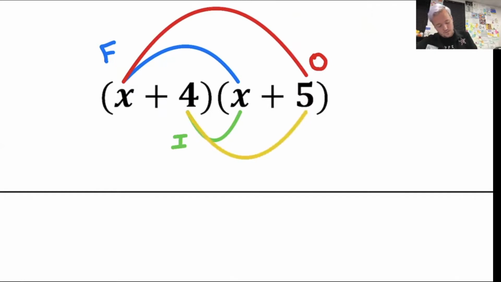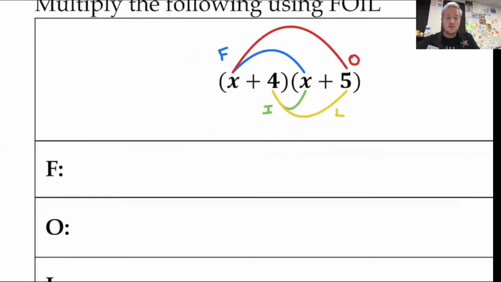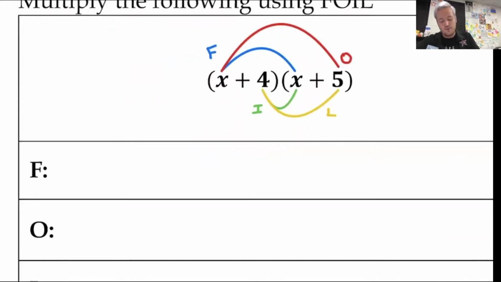If you notice, this is really similar to the distributive property. I'm taking the first term and distributing it to both terms. Then I take the second term and I distribute it to both terms. So you can think of it as a double distribution if you'd like. Another name for FOIL is actually double distribution. All right, so F is in blue.